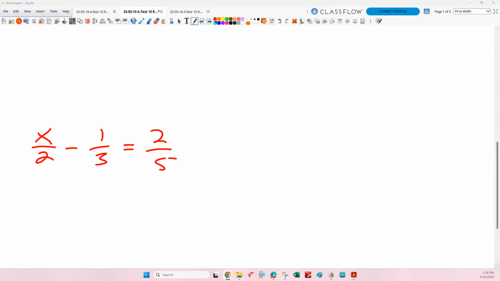What do you think? How would you find it? What are we trying to find here? The smallest number that what? Okay, that all these would divide into evenly. What's the smallest number that 2 and 3 and 5 divide into evenly? That they divide into evenly.